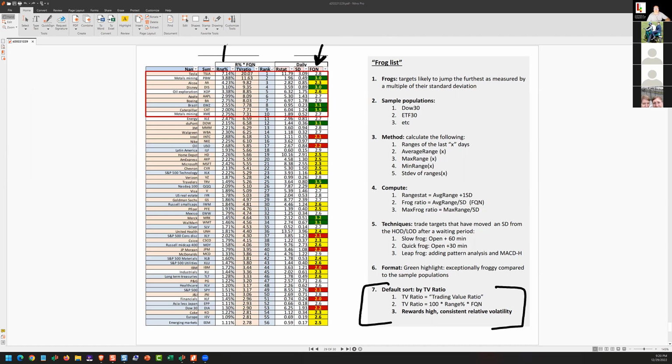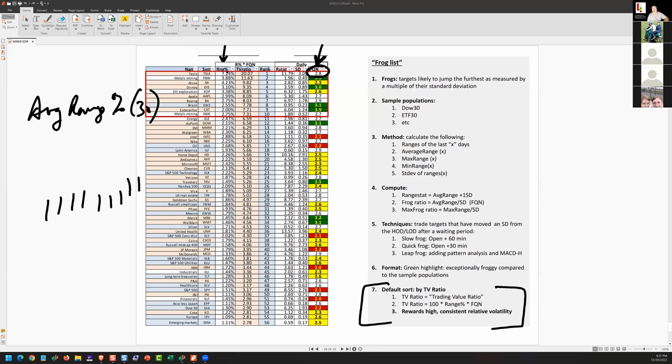So I compute the average range percentage, right? So that's the average range percentage of the last 30 days. So Tesla has been extraordinarily volatile, 7%, but it also has, with a standard deviation of 3 and a frog quality number of 2.8, that's a pretty reliable frog quality number, meaning it is consistently getting 7%, meaning there's lots of 7% days in there, up or down, it doesn't matter.